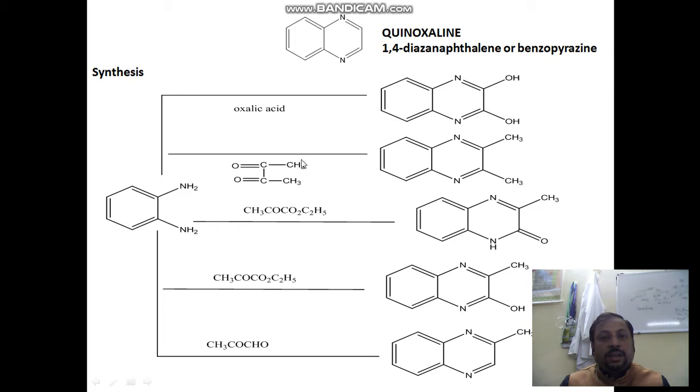And if we take another derivative, if we take a diketone, again we will get a quinoxaline derivative. Here if we take oxalic acid, OH will come here at the 2 position, and if we take a methyl diketone, 2-methyl will appear at the 2-3 positions. And if I take this ketoester, it will also give you the same molecule. Here also I have written this ketoester. These two molecules are the same, but it's a tautomeric form of that.